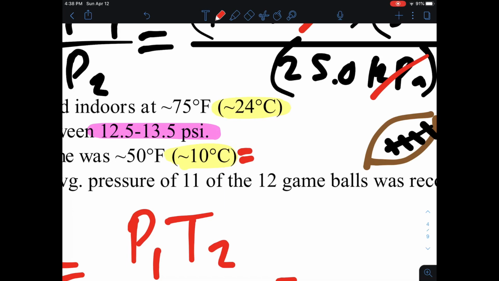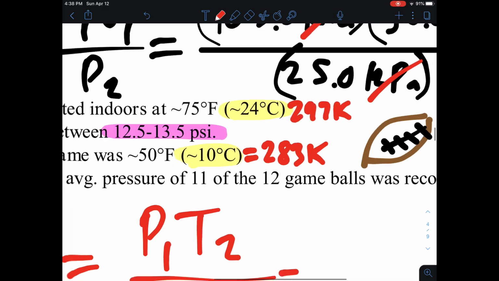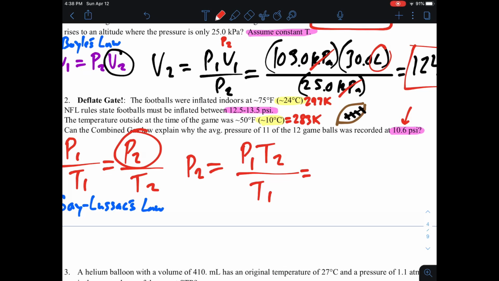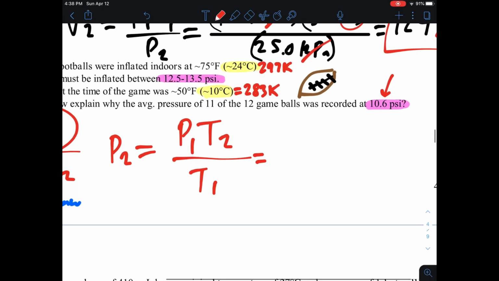Well, we have to add 273. So this one's going to be equal to 283 Kelvin. And this one will be equal to 297 Kelvin. So now let's plug in our values.